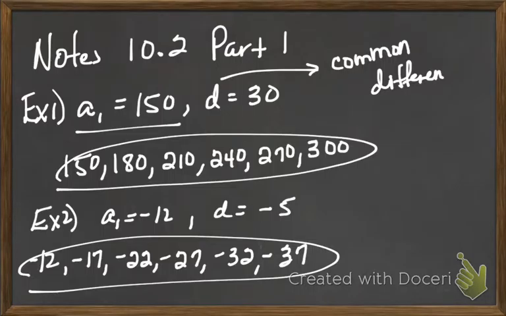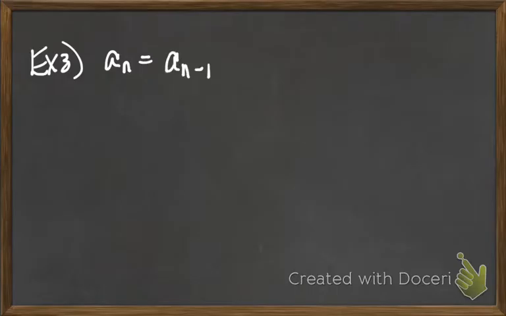Alright, example 3 is a recursion formula. A lot of people don't get that. You're just going through the motions, just writing a bunch of stuff down. So let's look at example 3. It's a little bit more complicated the way the problem is set up. In example 3, it says that any number in your sequence, a sub n, is equal to a sub n minus 1 plus 20.